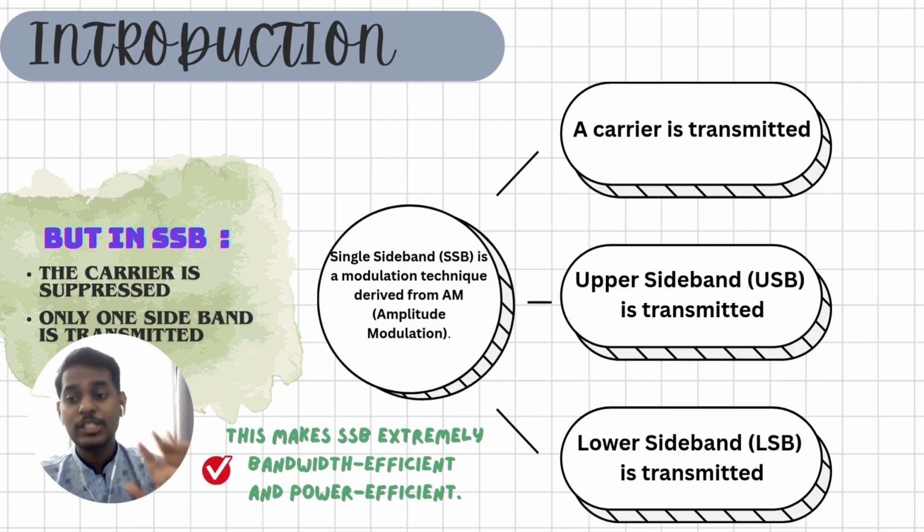Now SSB, single sideband, works differently. Instead of transmitting all three components, SSB will suppress and remove the carrier and transmit only one sideband. So that is why we have three here: the carrier, the upper sideband and also the lower sideband. Now we're going to move to the next slide.